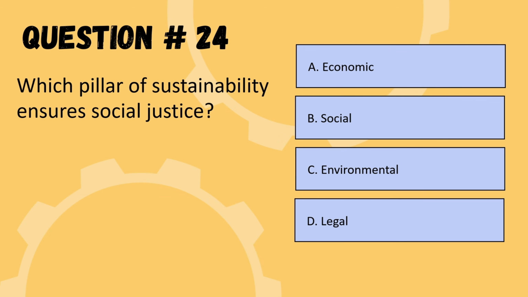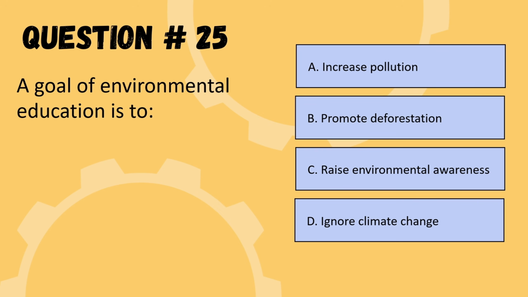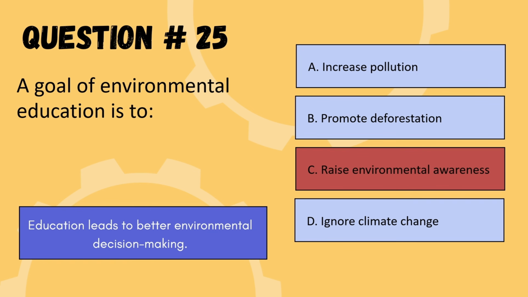Which pillar of sustainability ensures social justice? Options are economic, social, environmental or legal. So your correct option is option B, social. So we are moving to the next question, question number 25. A goal of environmental education is to, options are increase pollution, option B promote deforestation, option C raise environmental awareness, option D ignore climate change. So your correct option is option C, raise environmental awareness.